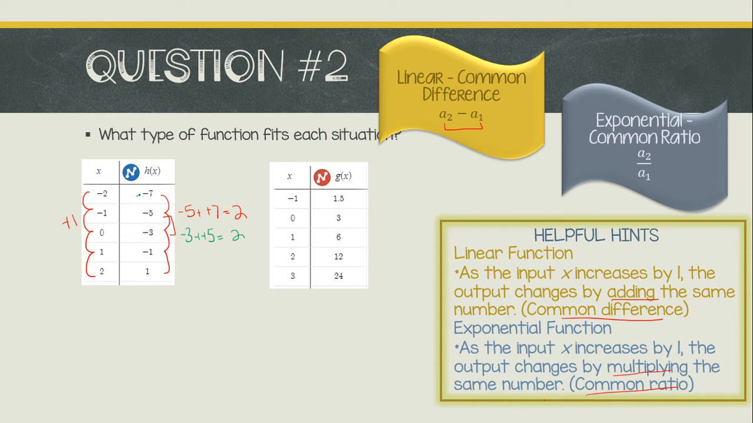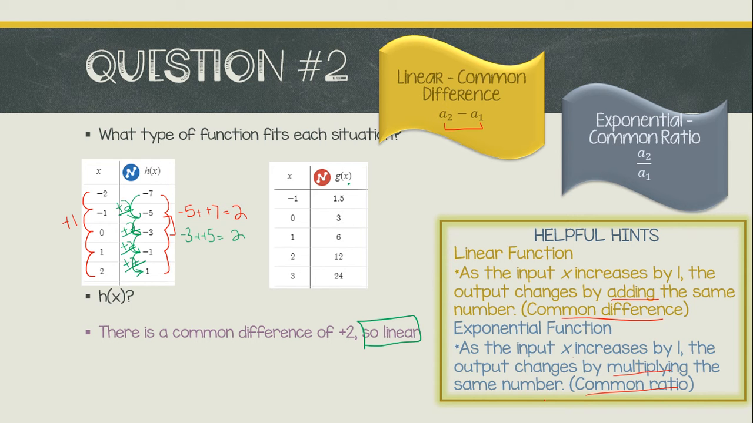So if I continue to test that theory, if I add 2 here, if I add 2 again, I get negative 3. If I take negative 3 and I add 2, I get negative 1. If I add 2 to negative 1, I get 1. So for h of x, I do have a common difference of 2. So it's a linear function. My answer is linear because I'm adding the same value for every term.